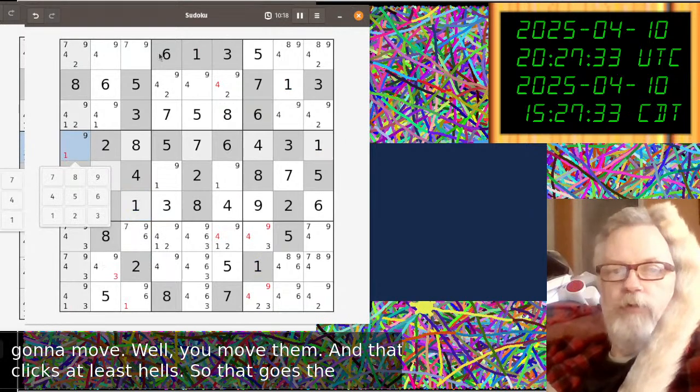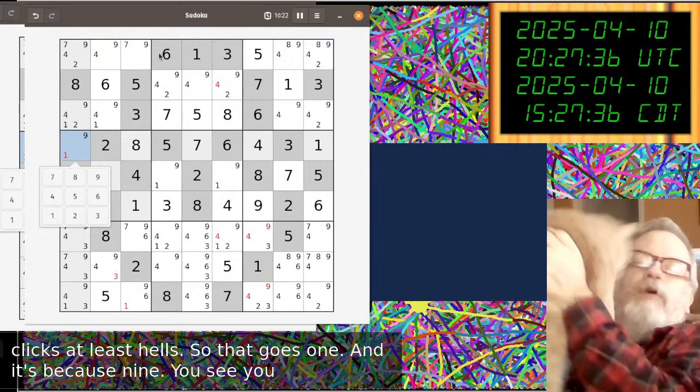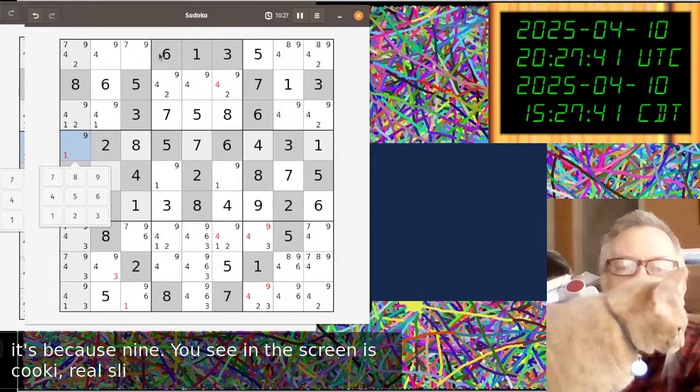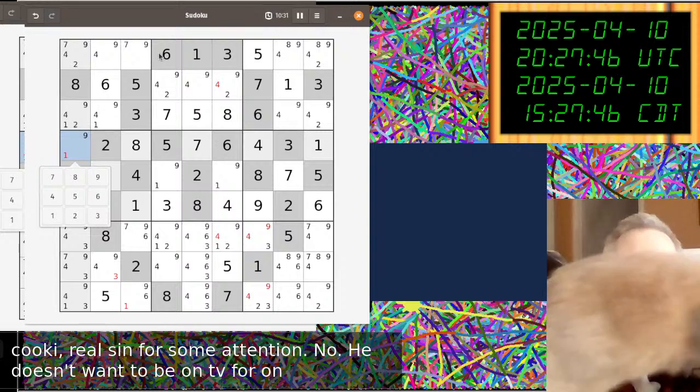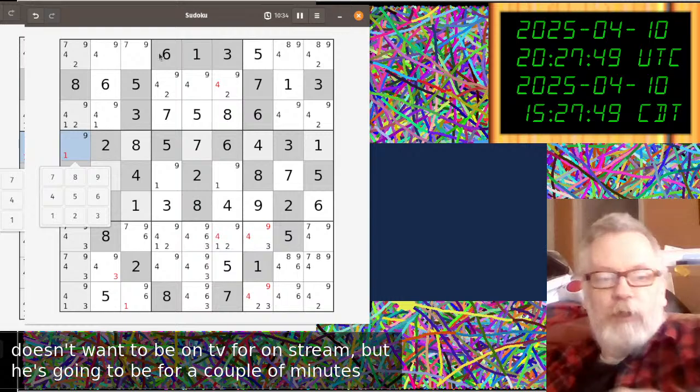The tail you see in the screen is Cody, who's really just looking for some attention now. He doesn't want to be on TV or on stream, but he's going to be for a couple of minutes until he figures out maybe climbing into Dad's lap is not a good thing to do right now.